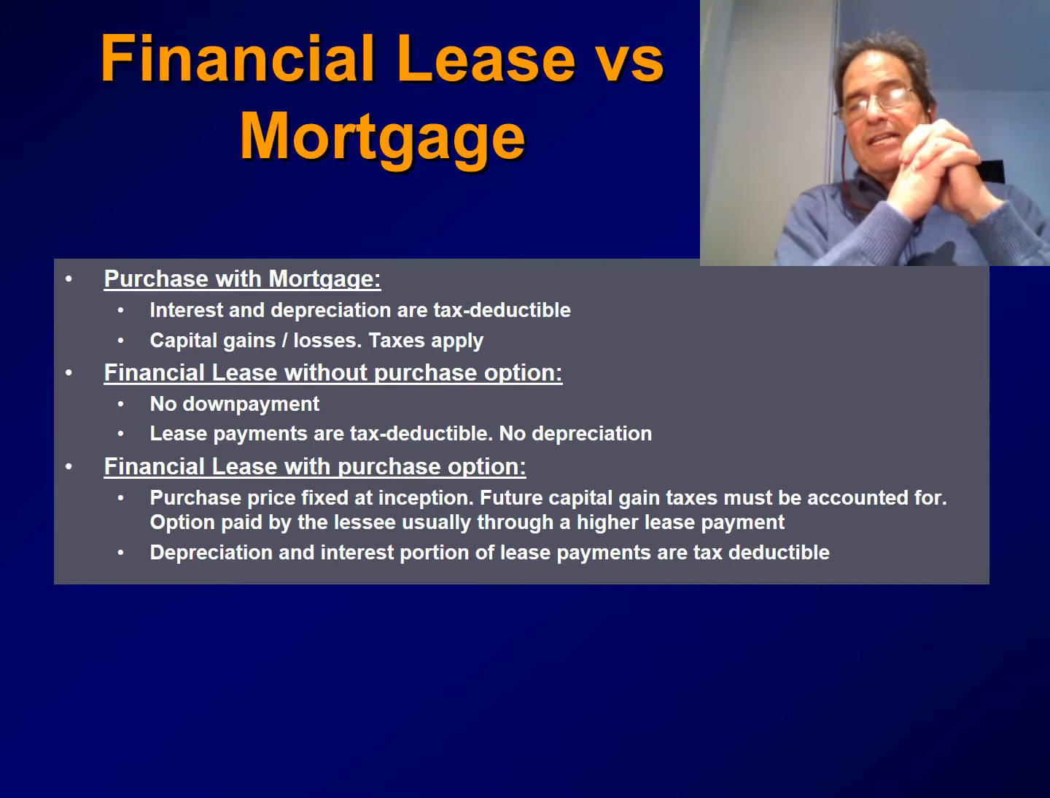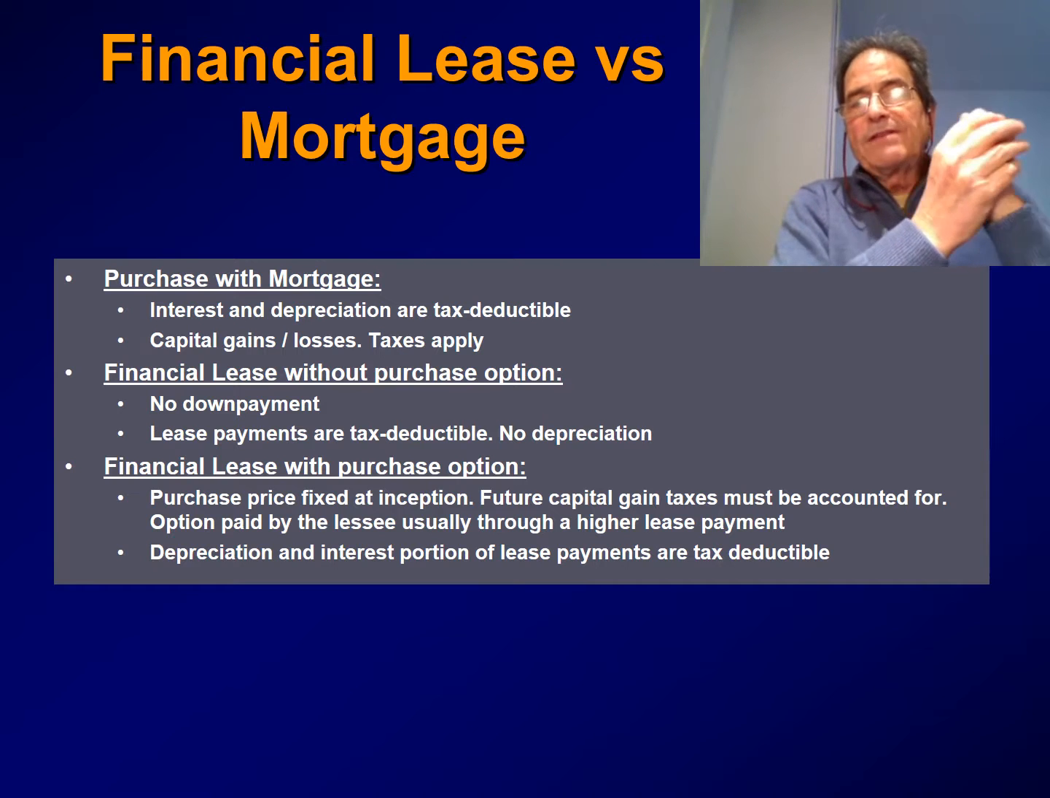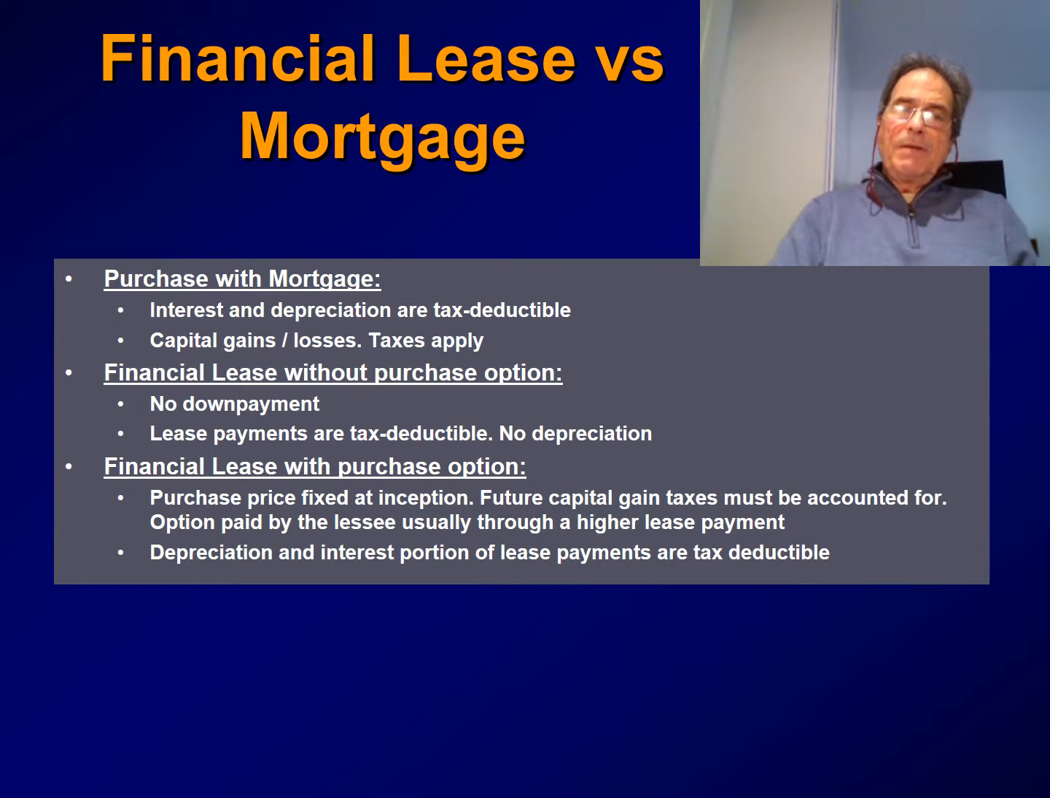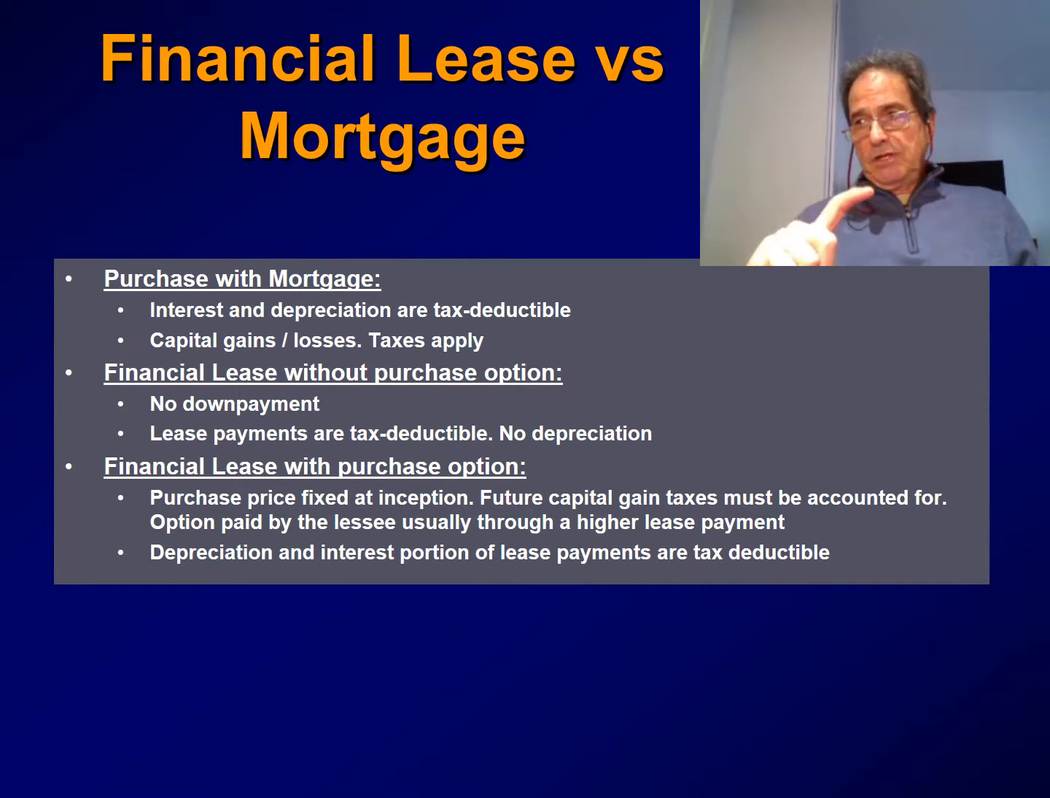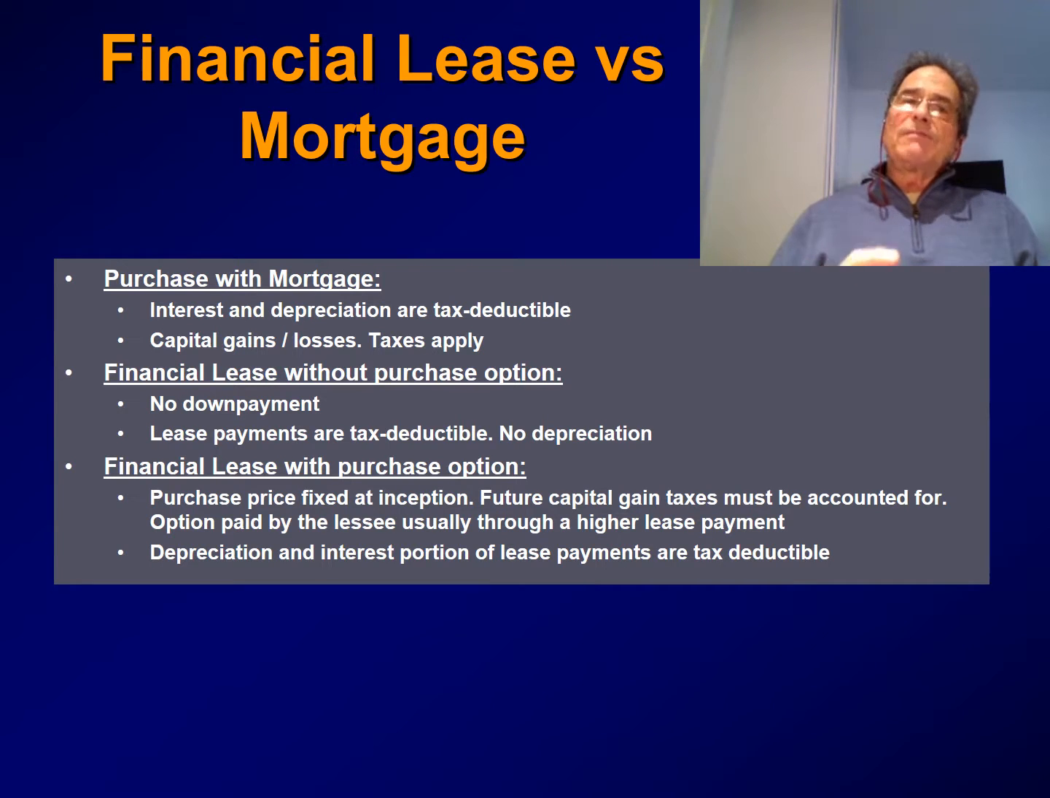When we talk about the financial lease with purchase option, we fix the purchase price of the property at the inception, at the beginning. Then in the future, we will have some future capital gains, usually it's capital gains, not losses, and this will be affected by taxes, of course. And the option to purchase the property somehow is paid by the lessee by increasing the lease payments throughout the life of the contract. When we have a purchase option, depreciation is deductible, and also the interest portion of the lease payments is tax deductible.